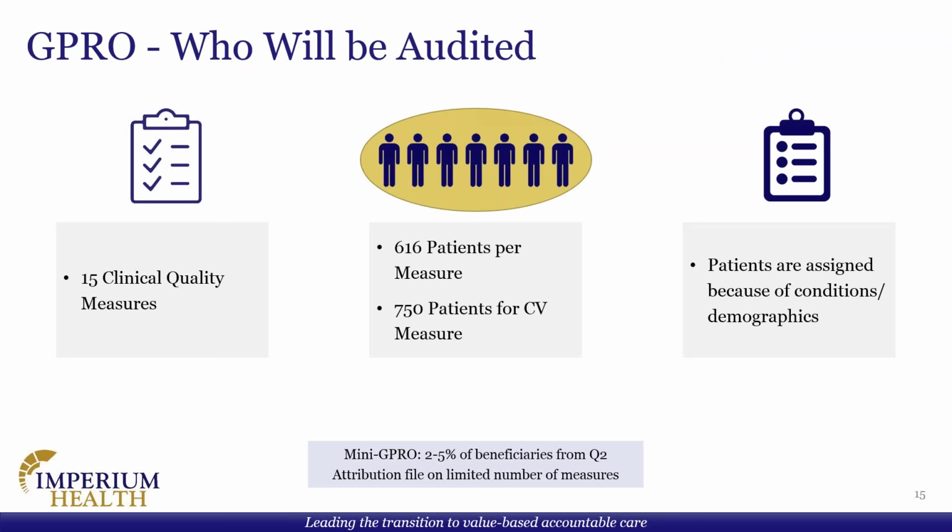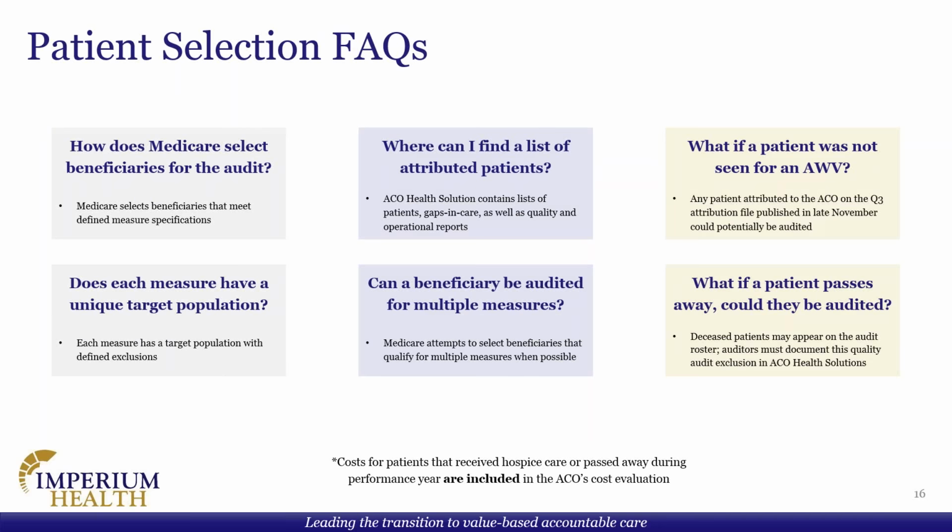Those are the 15 quality measures that will be assessed by CMS during performance year 2018. For those previous 15 measures, Medicare will identify 616 patients per measure, although they will identify 750 patients for the cardiovascular disease measure. Patients are assigned because of conditions or some sort of demographic combination. Medicare selects those beneficiaries because they meet a defined measure specification.